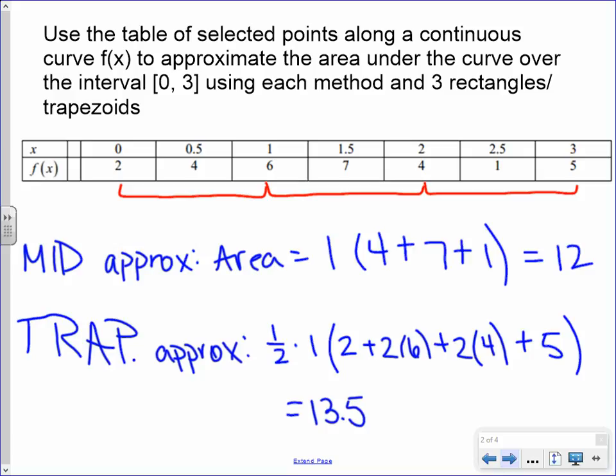I really like making these bars so you can visually see where your rectangles are. I think that's helpful. You don't have to do it if you think it's weird. If you can see it without it, that's fine. But I find it to be helpful.